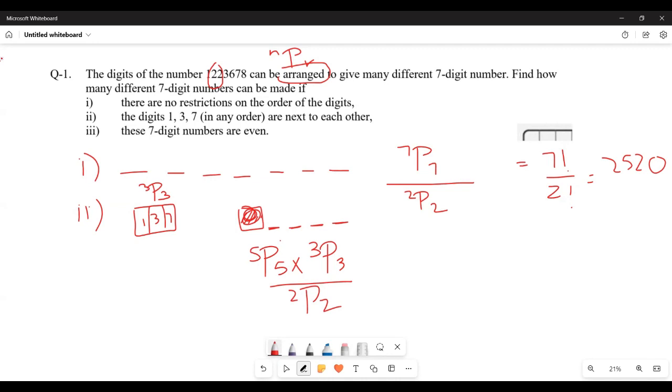This is 360. These 7-digit numbers are even. Okay.